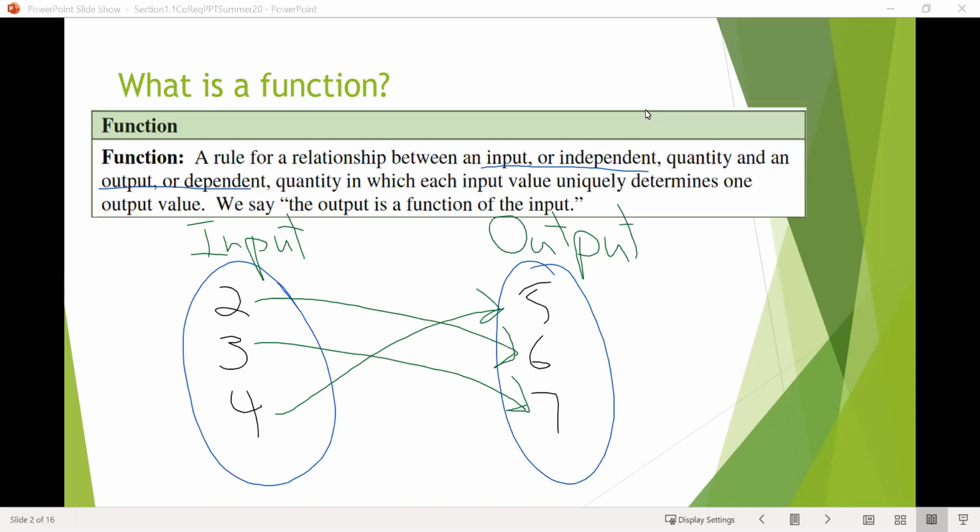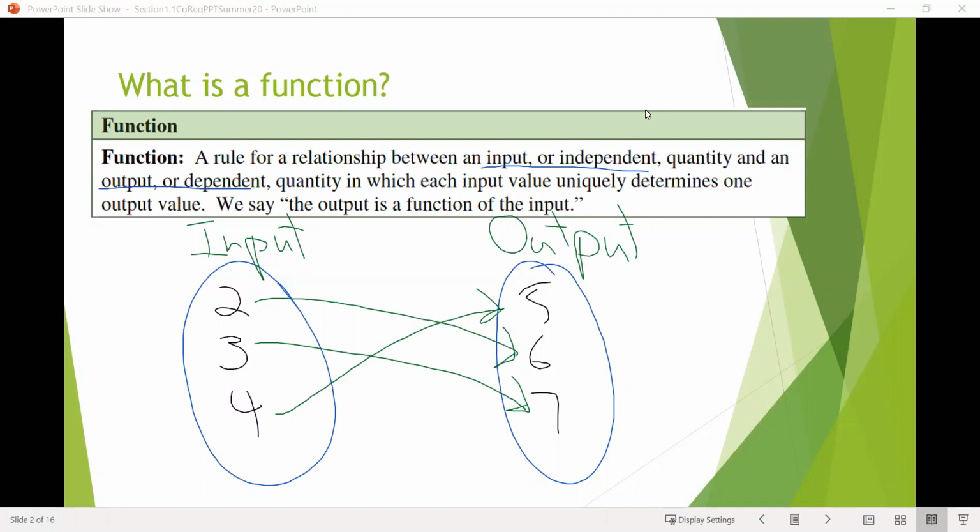Okay? If we had something like where the 2 was going to 6, but it was also going to 5, well, that's no good. That is not a function. For a function, each input has to go to a single output. Now, one thing we can have in functions, though, is that multiple inputs can go to the same output.